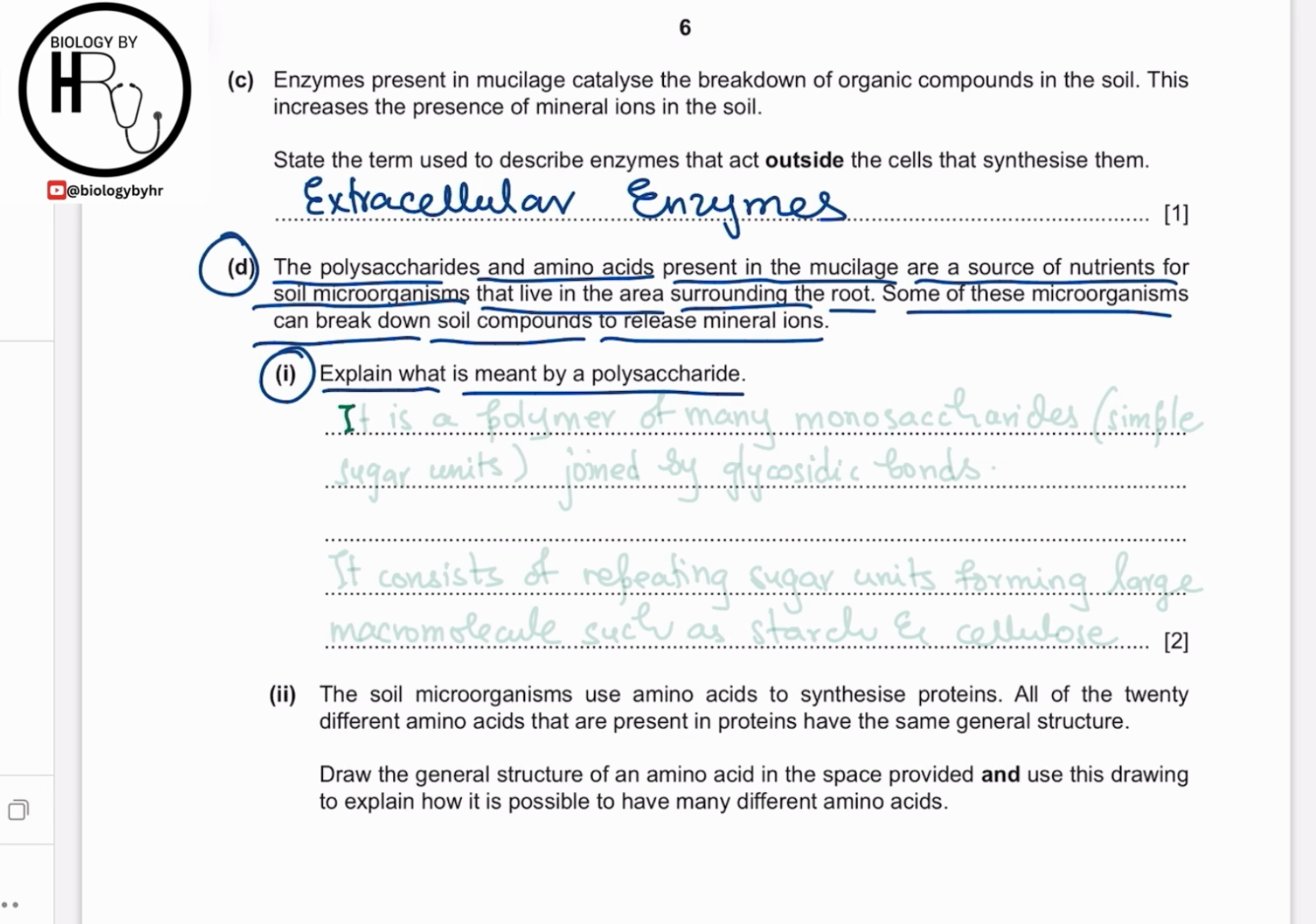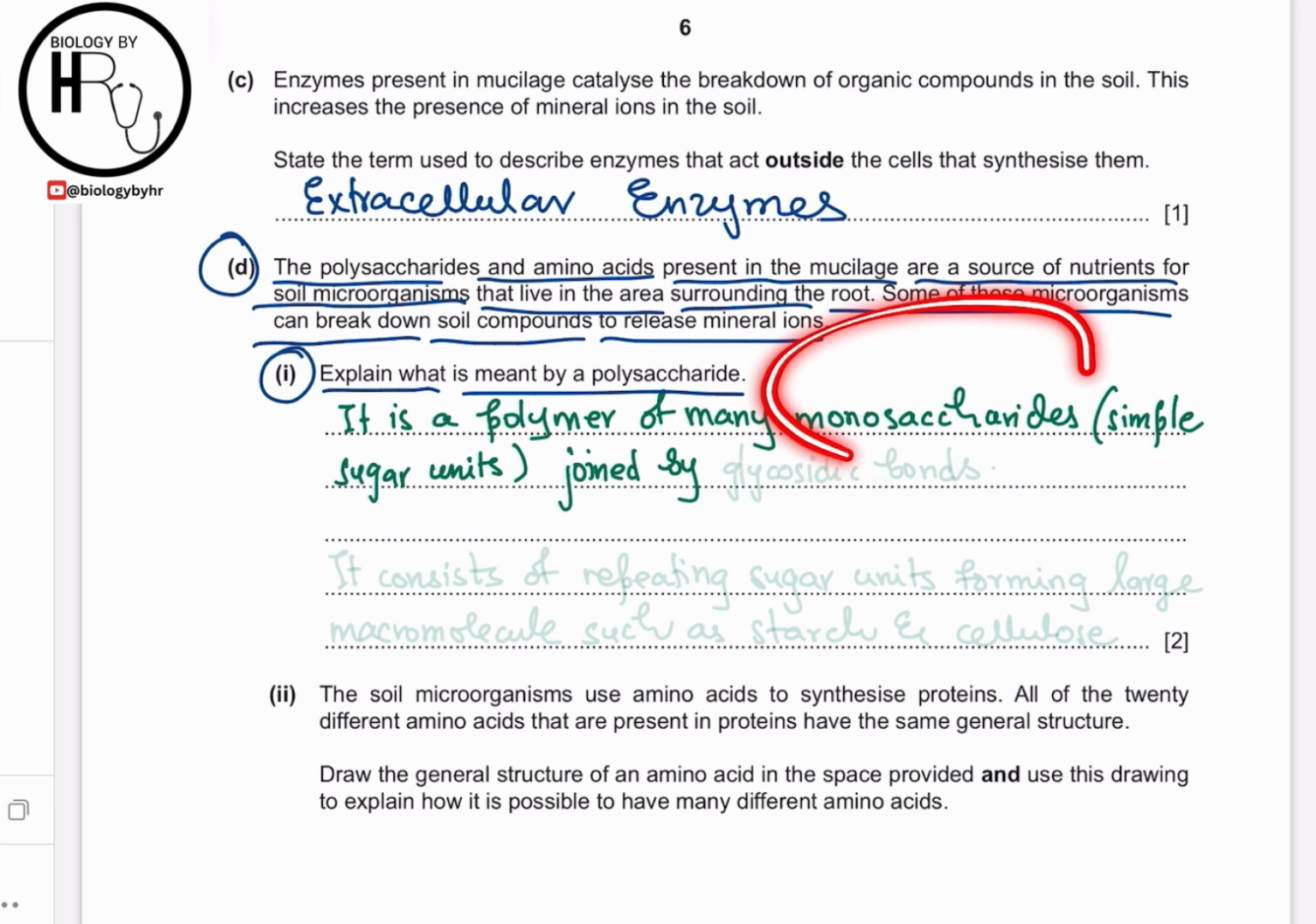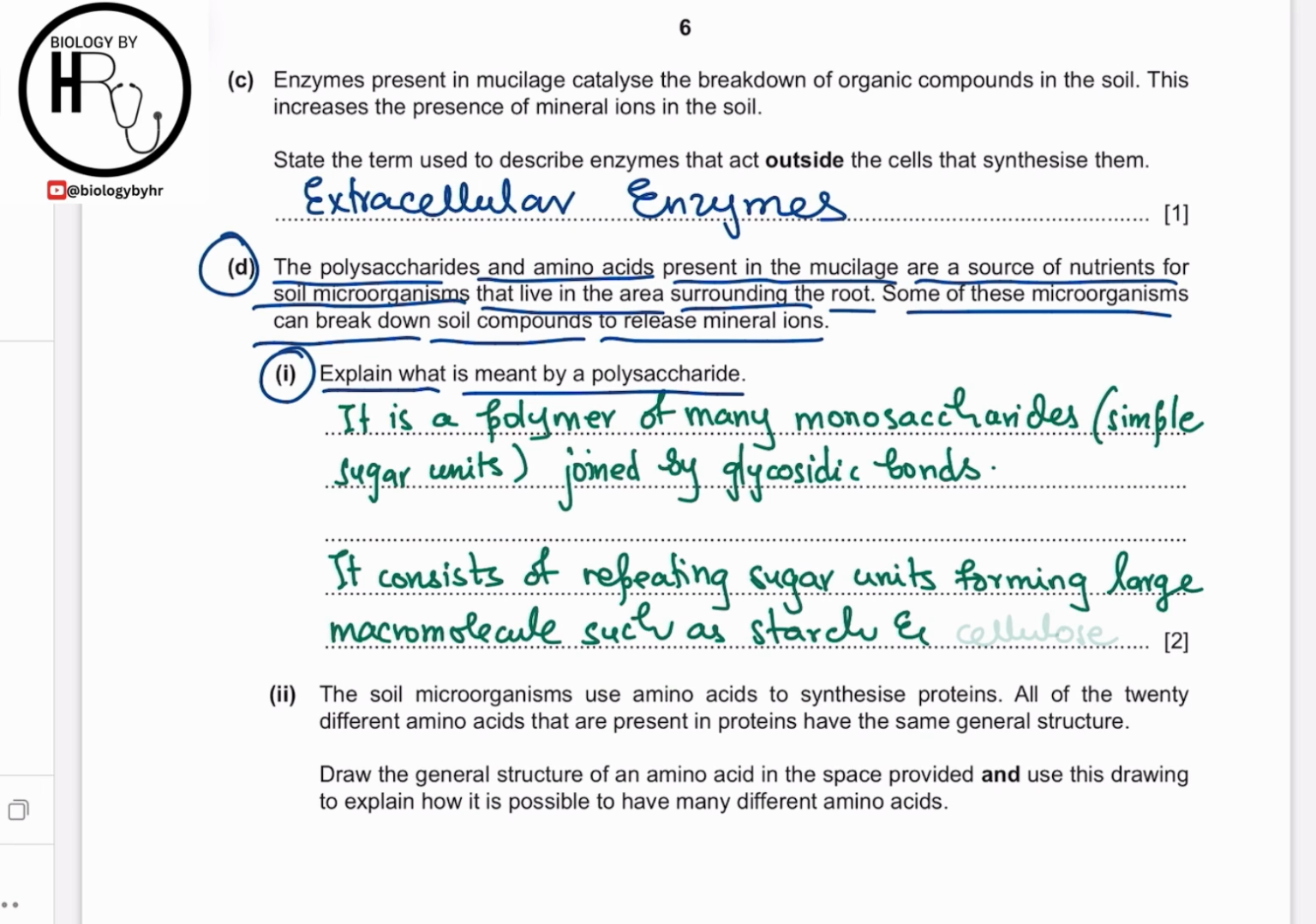Let's write down its ideal answer as well: it is a polymer of many monosaccharides, which are the simple sugar units. You all know that monosaccharides are the simple sugar units, and they are joined together by the glycosidic bond. Also, it consists of repeating sugar units forming large macromolecules such as starch and cellulose.